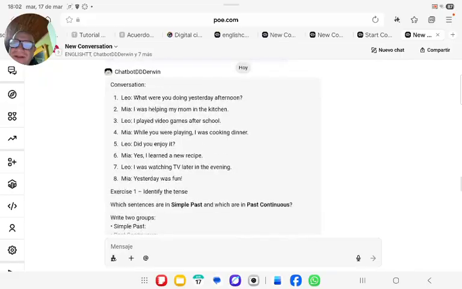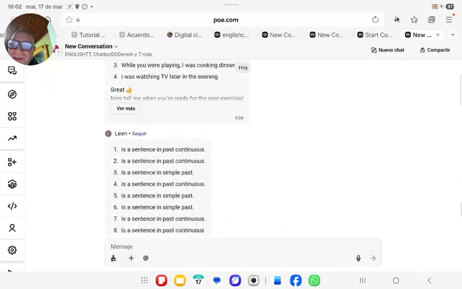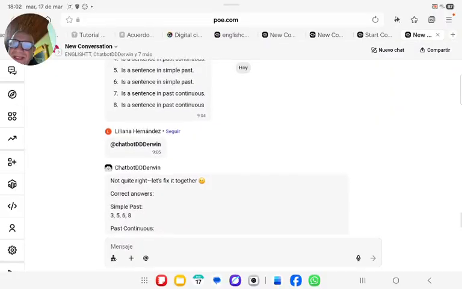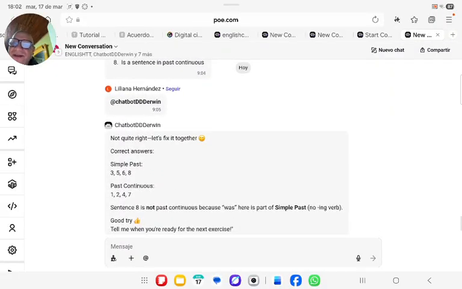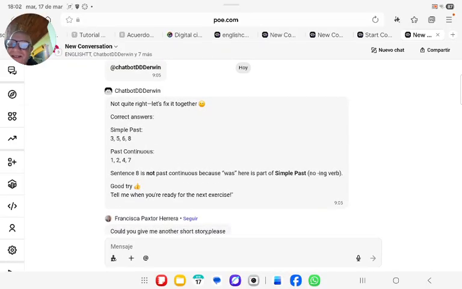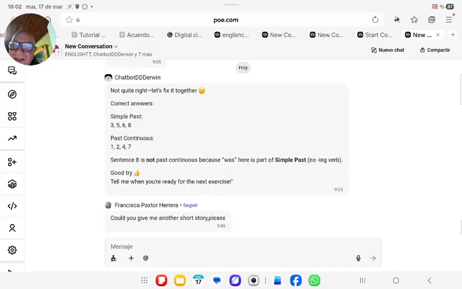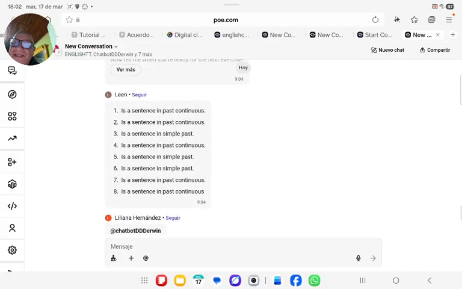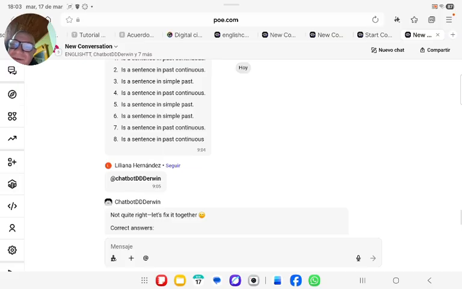Another student, let me show you, Lilian Herrera, for example. I think she didn't write any text, she wrote the numbers of the right sentences. And Lane is the name of another student. She wrote the answers in that form. For example, the number one is a sentence in the past continuous. The number eight she wrote is also a sentence in the past continuous.